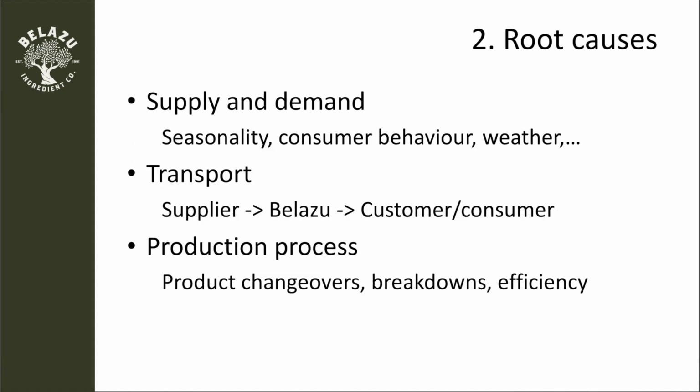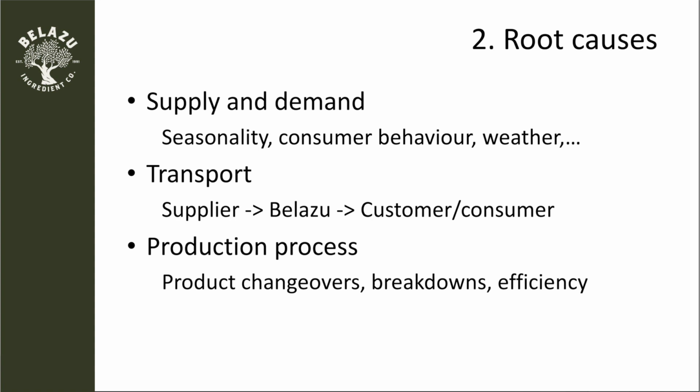We have a couple of root causes identified. First one is supply and demand. Like all food companies, we have seasonality, consumer behavior, weather. If the weather is good, people tend to go more to restaurants. If there is a lockdown, people tend to go a bit less to restaurants. And some things you can try to predict and others are a bit more difficult.